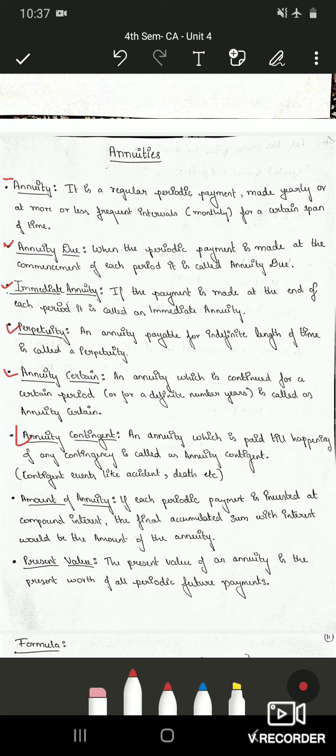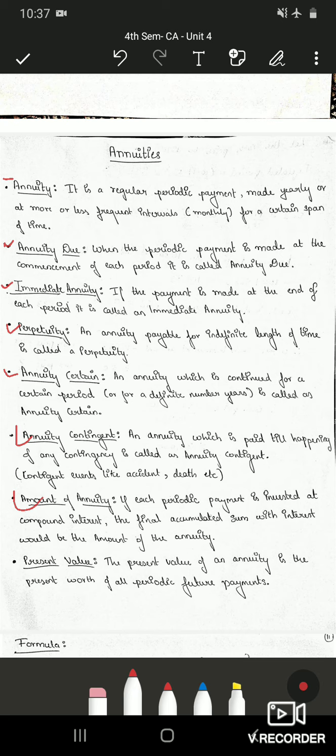The next one is annuity contingent. An annuity which is paid till the happening of a contingency is called annuity contingent. So what is a contingency? It is a certain event which has to happen, but you are not certain when that event is going to happen. So you pay the payment till that event occurs. For example, contingent events like accident or death, so you have to pay till your death happens. You keep on paying the regular periodic payments. It is called annuity contingent.